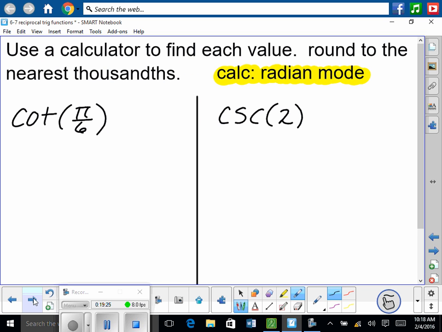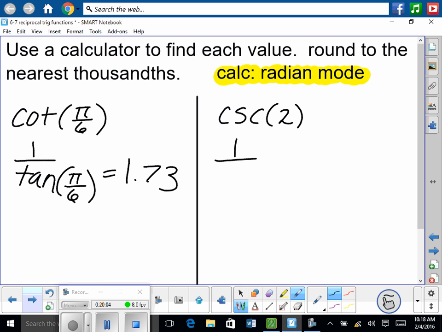Okay, so look at this one. Here's the problem though: do you see how this one's in radians? Change your calculator to radian mode to calculate this. So we have to know what is cotangent. That's 1 over tangent. So you'll type in 1 over tangent of pi divided by 6. You cannot type in 3.14. Use the pi key on your calculator, and make sure it's in radian mode. You just type it in. Did everybody practice that? 1.73. Then cosecant of 2 is 1 over sine of 2. You type it in and you get whatever. Does everybody see how to do these?